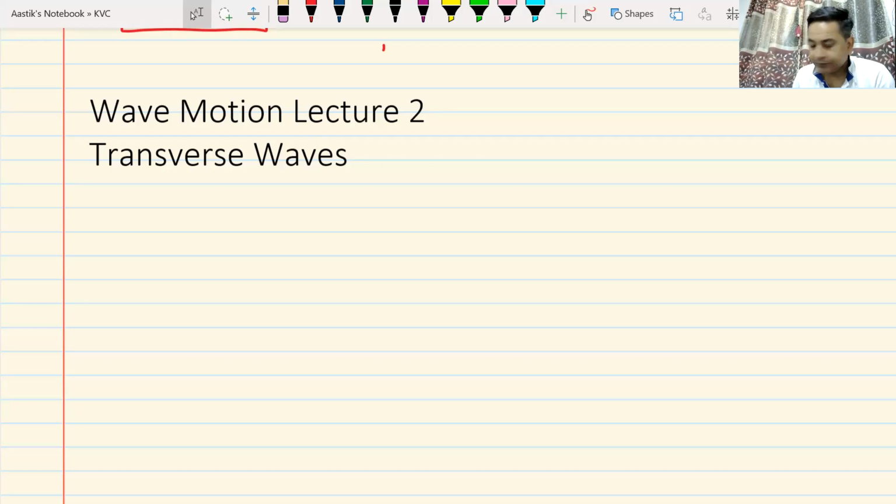This is wave motion lecture number 2, and we were discussing what we were discussing in the last class. We were discussing transverse wave in the last class. We had seen wave equation, and we had seen that this wave equation represents the equation of all particles at all times.